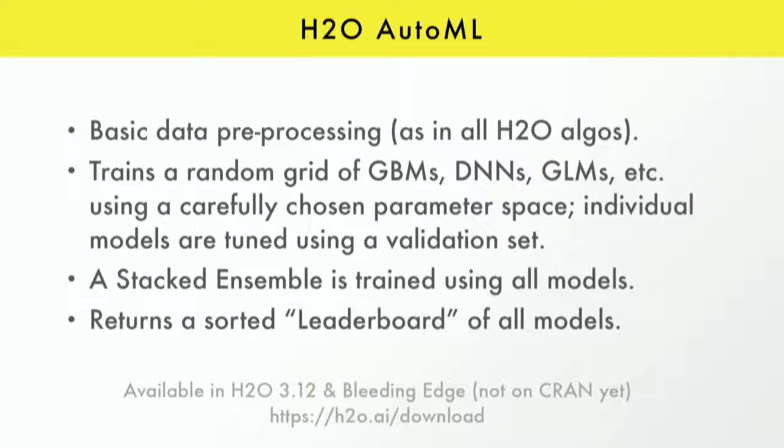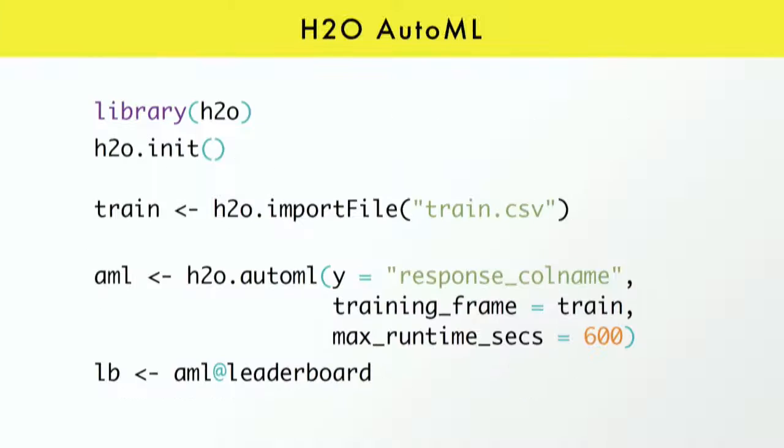So in AutoML, what do we do? We do the pre-processing. We train a random grid of all these different types of models using a hand-picked parameter space. Then each of the individual models are tuned on a validation set. And then we ensemble them together. So this is the interface, essentially.